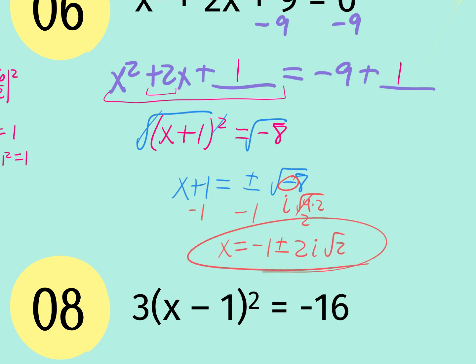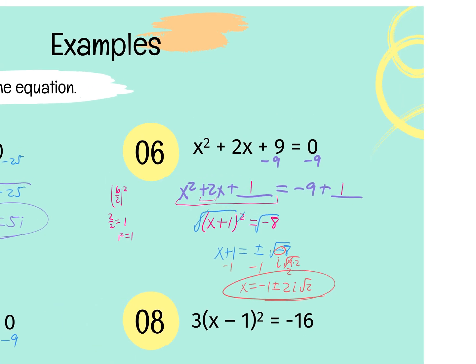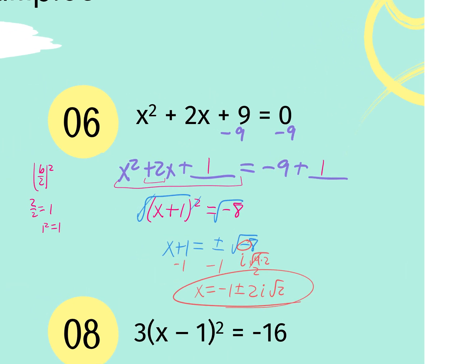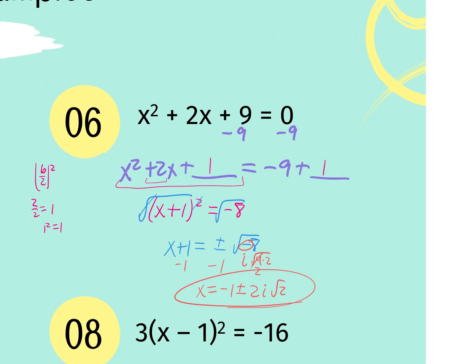All right, so that's what you should get for this answer. Now, if you did it by quadratic formula, that's also fine. I'll show you. Right, so in this case, a is going to be 1, b is 2, and c is 9.